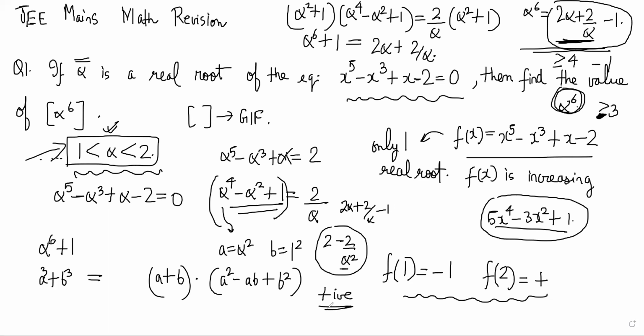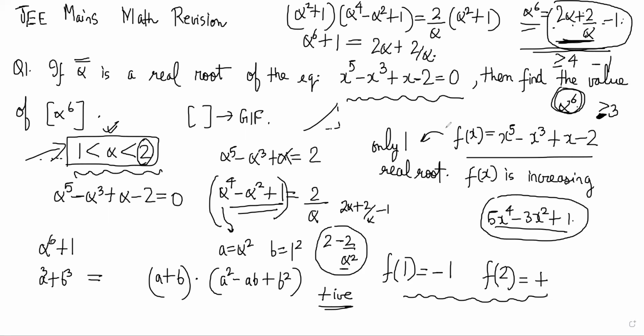So that means the function is increasing if alpha is between 1 and 2. If it is increasing between 1 and 2, the maxima will be near the upper bound. It is an increasing function, so obviously near the upper bound is the maximum. So alpha power 6's maximum value will be 2 into 2 plus 2 by 2 minus 1. So that is 4, right?